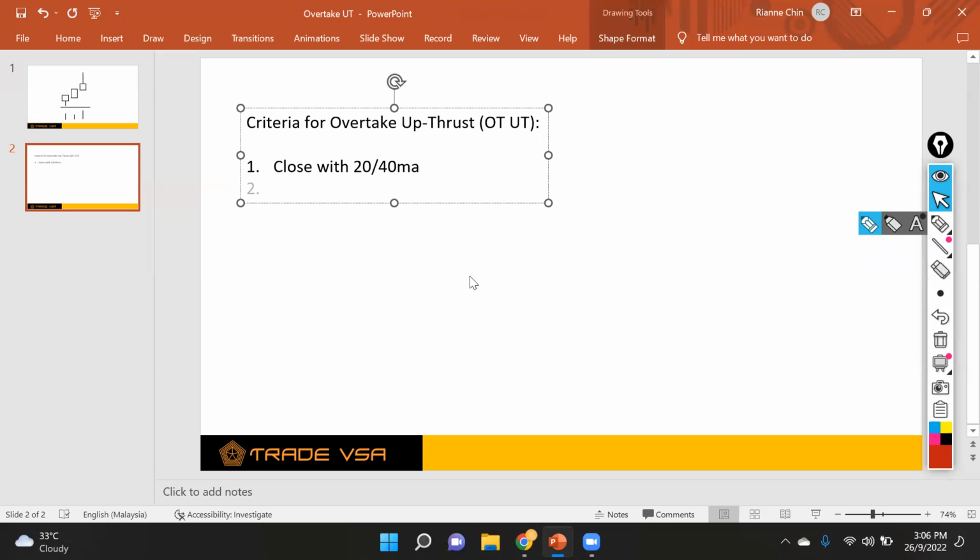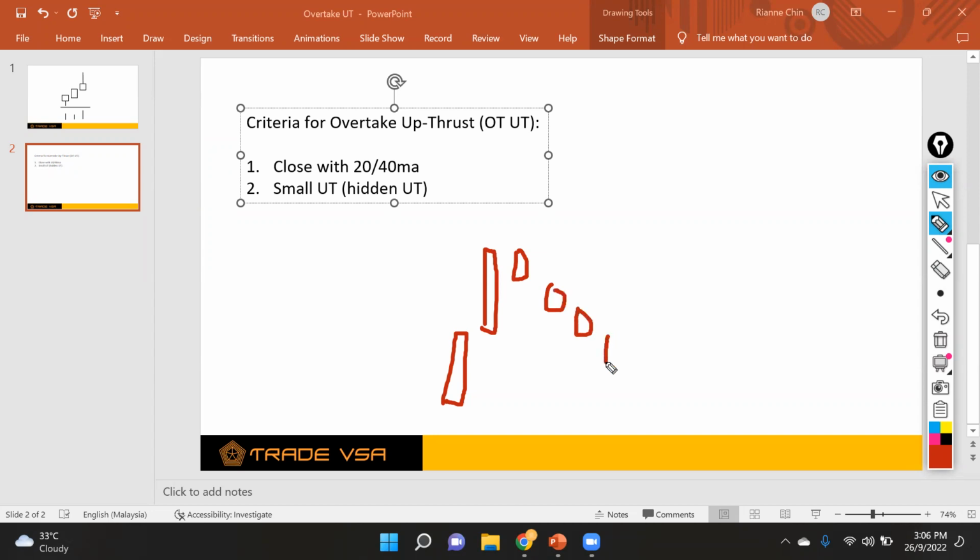Second is that I want to see a small UT, sometimes what we call a hidden UT. What it means by hidden UT or small UT is that, for example, there's a line change, climactic, widespread candles, and subsequently they make a healthy pullback like this. So the candles become small, the price goes up slowly, and you see this upthrust. This upthrust here is very small compared to those line change candles.